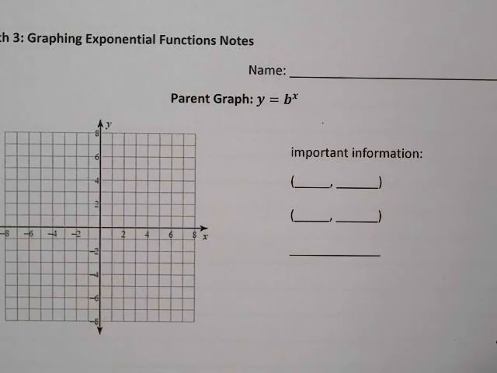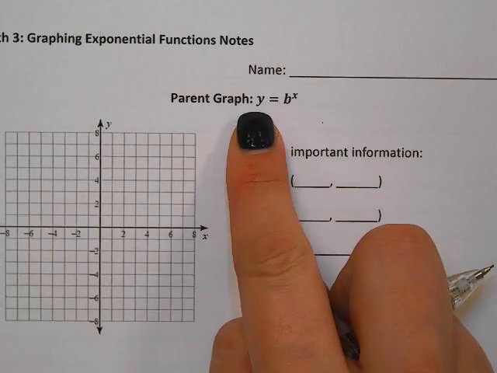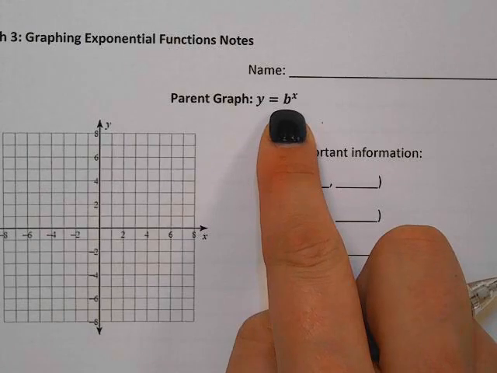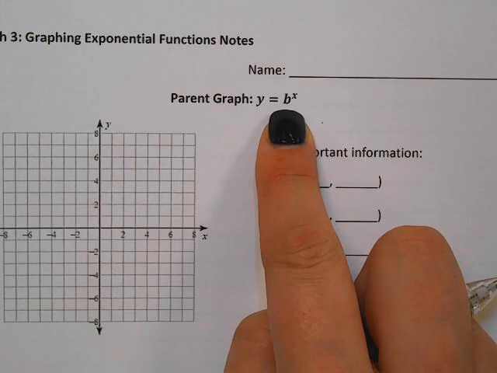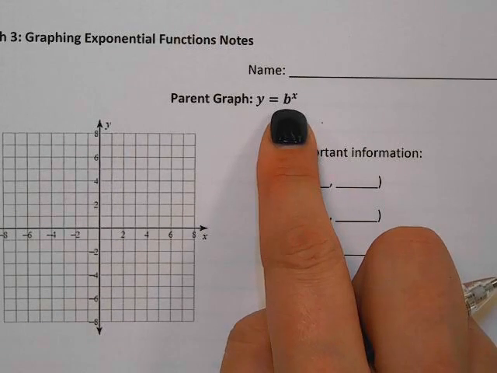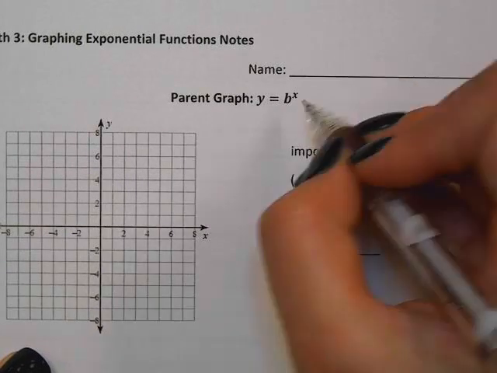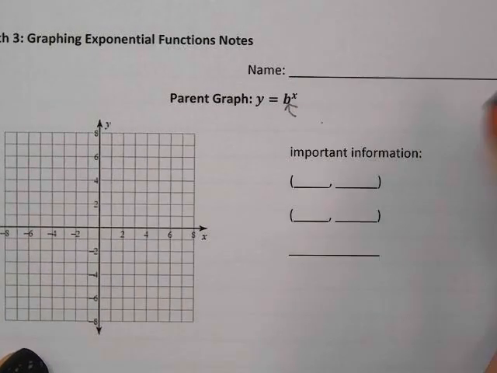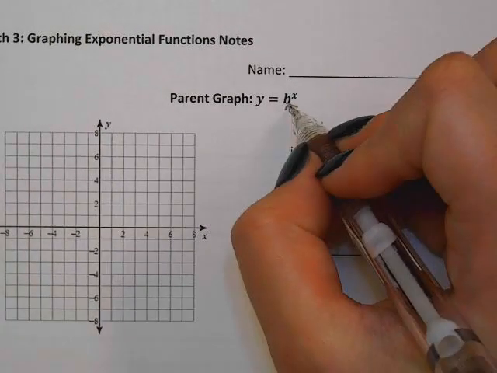All right, these notes are going to be on how to graph exponential functions. So with the parent graph, we say we have y equals some number to the x. So it could be 2 to the x, it could be 1/2 to the x, it could be 1/4 to the x, it could be 7 to the x, any sort of different number.